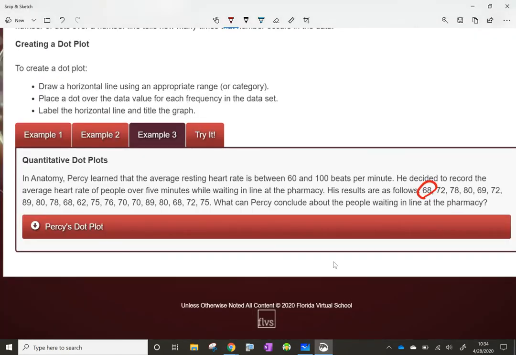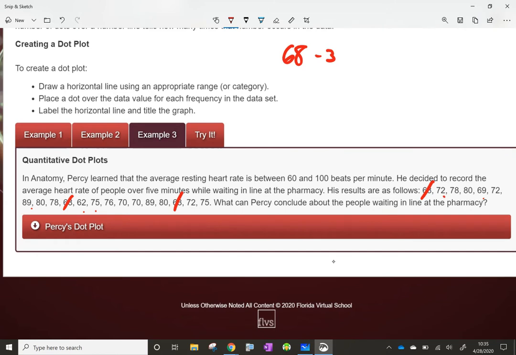So 68. How many people had 68? I got 1, and then I'm checking down the list to see if there's any more. It looks like there's another one. So there's 2. Checking down the list, and there's 3. So it looks like 3 people had 68. I'm going to make a note of that: 68, we had 3 people. Let's cross them all out so that we don't mistakenly pick them later. So what's another number?